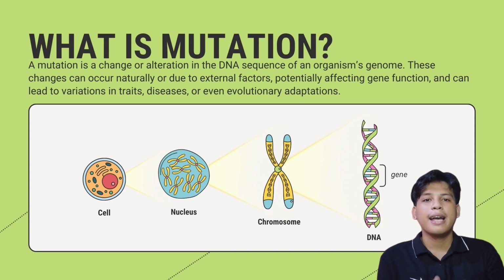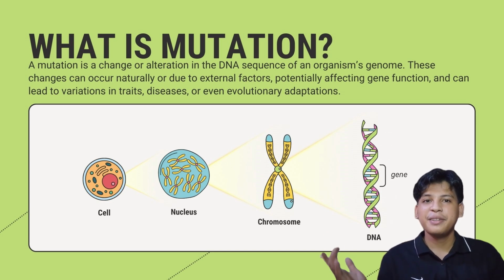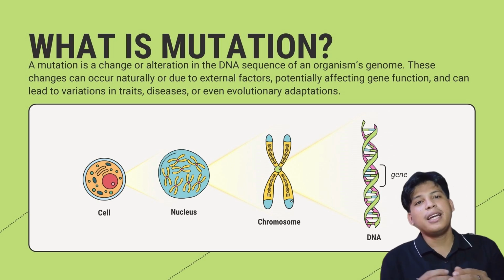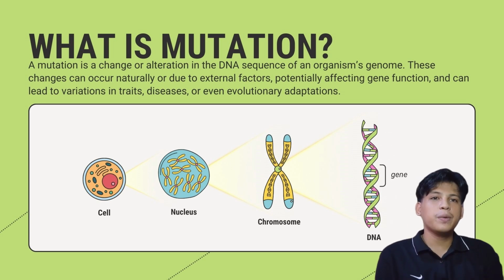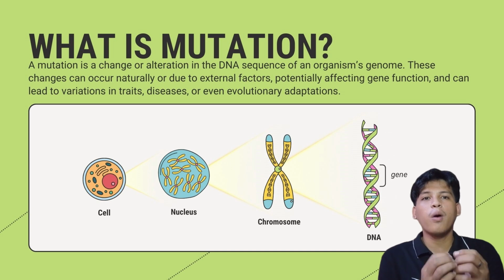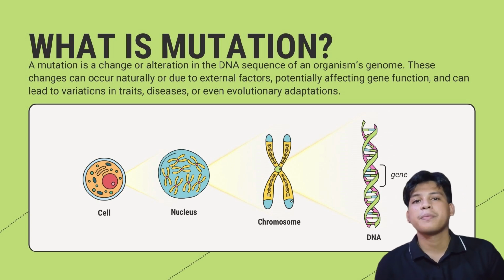Most of the time, this copying process works perfectly, but occasionally, an error happens. This error is what we call a mutation. Now, a mutation is simply a change in the sequence of DNA. It could be as small as one letter changing, or it could involve a whole section of DNA being duplicated, deleted, or even flipped around.